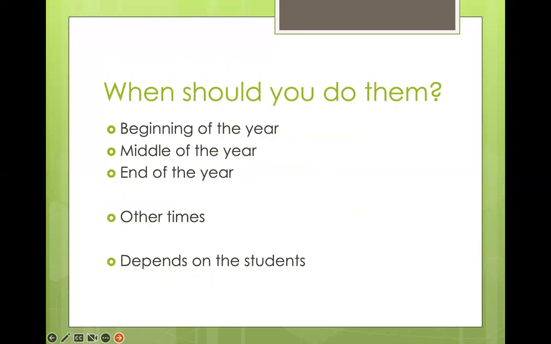And so when should you do them? You do them at the beginning of the year, the middle of the year, and the end of the year. And if you're doing an intervention with an 8th grader who doesn't even know addition, then you're going to do them more often, because you really have to lay some basic fact power and you're trying to do a lot. So you're going to do more than you would with a 1st grader. You know what I mean? So it really depends on the students.